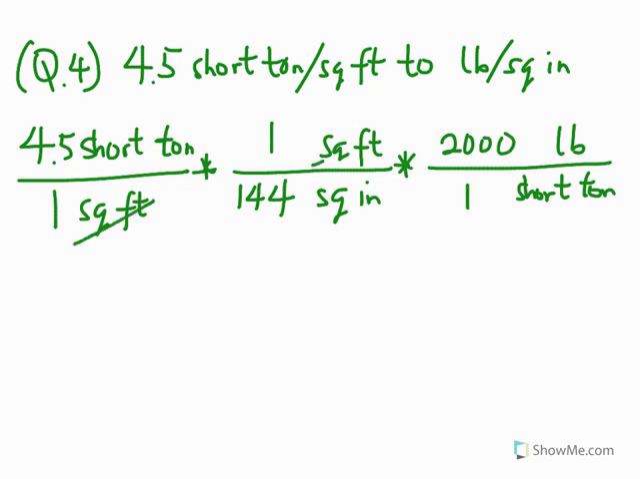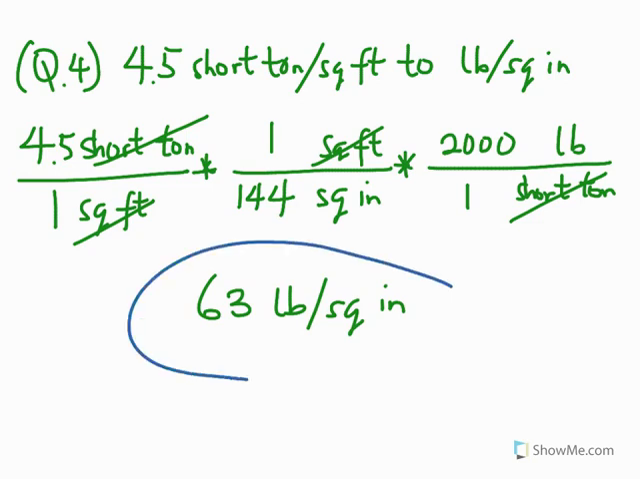Square feet cross out square feet, short ton cross out short ton. So we have 4.5 times 2,000, then we divide it by 144. And that will give us 63 pounds per square inch when we do the necessary rounding. And this becomes our answer.